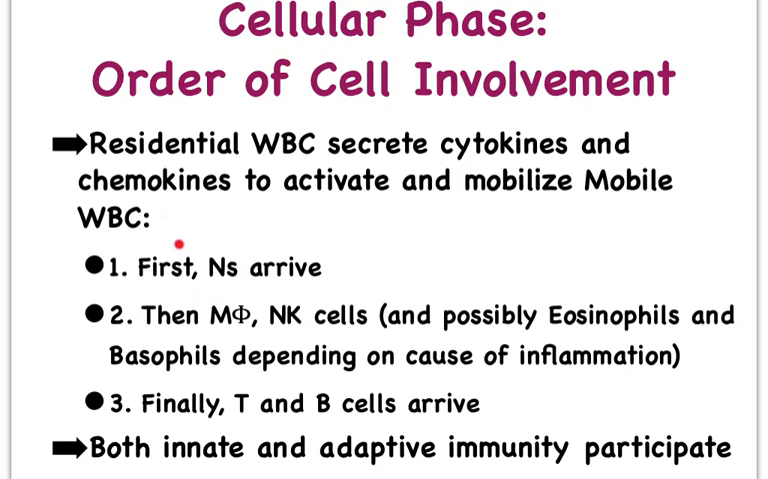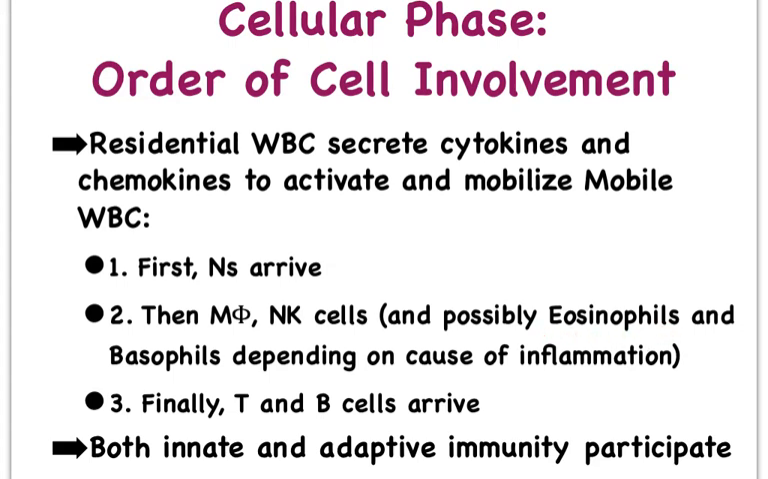And the first ones to arrive, as I've mentioned earlier, are the neutrophils. So there are two major characteristics in acute inflammation: the formation of an exudate and the fact that neutrophils are the first ones to arrive. Remember that we have residential white blood cells and we have mobile white blood cells. So these are mobile neutrophils that are arriving, and they're quickly followed by macrophages and natural killer cells. Now, depending on what kind of invasion or tissue damage there is, let's say some kind of parasitic infection or perhaps allergies, then we might also see eosinophils.